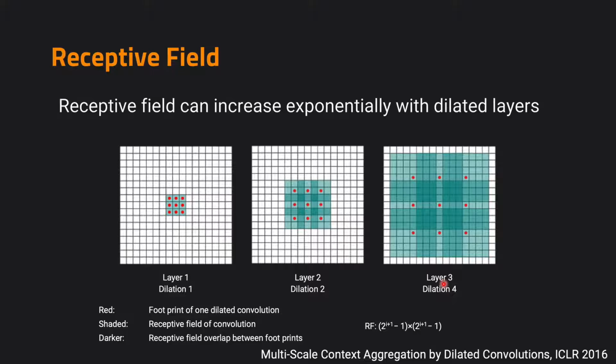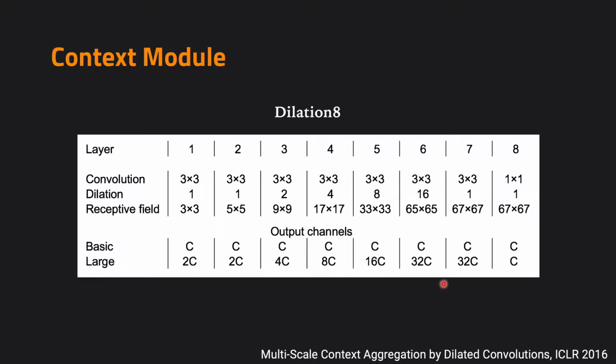So to quickly have a large context, we can do exactly this, with multiple layers with exponentially increased dilation. And you can see here our receptive field also increases significantly together with the increase of dilation.